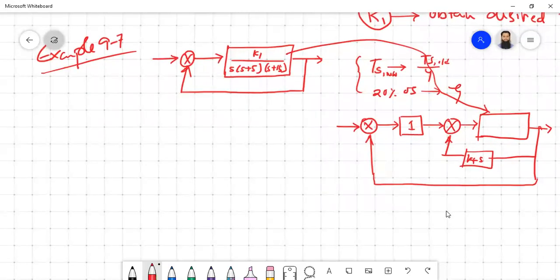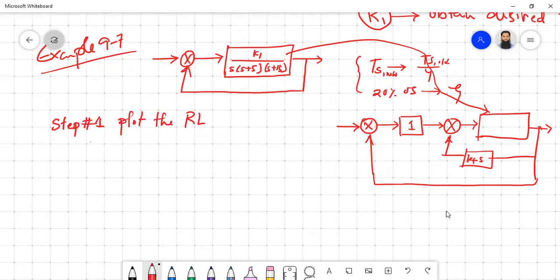Now again, the idea is the same. The first step is always plotting the root locus for the uncompensated system. The steps are similar to the cascade that we have done. So step one is always to plot the root locus. I'm not showing the plotting, but I have already calculated it. I'm just giving you the summary of how the root locus should look.